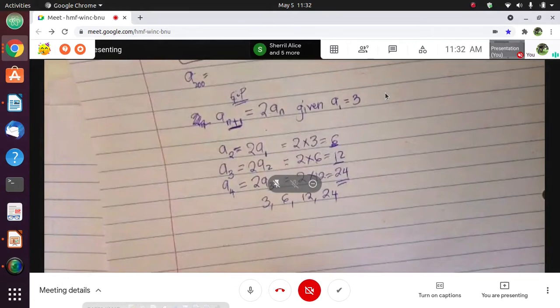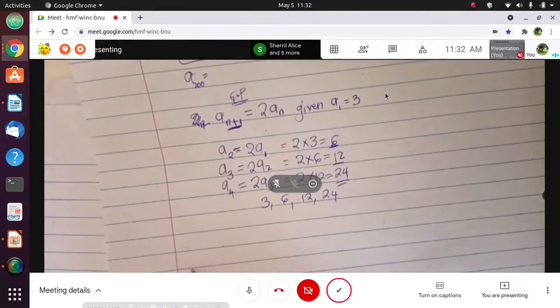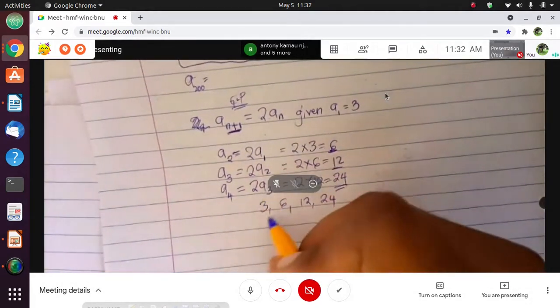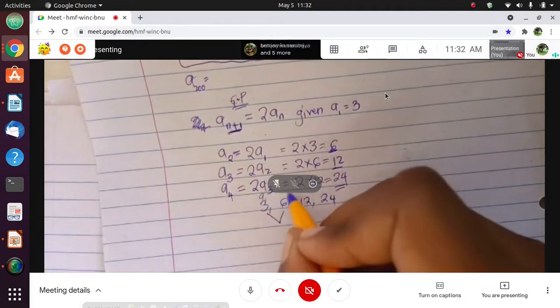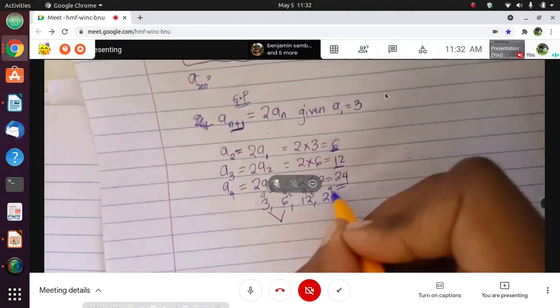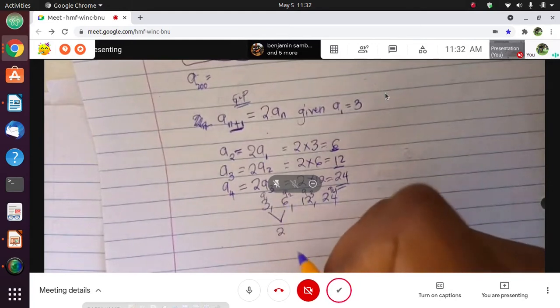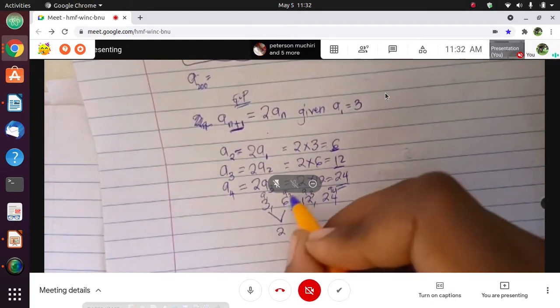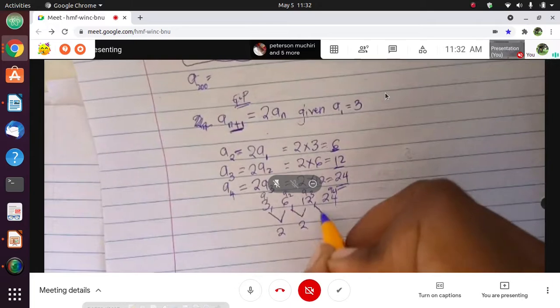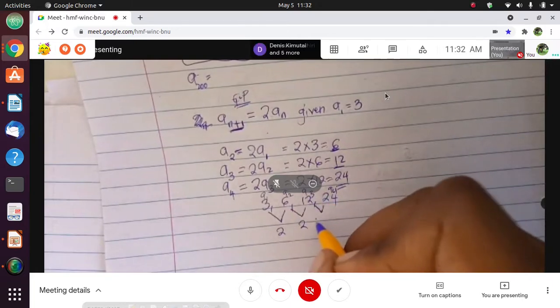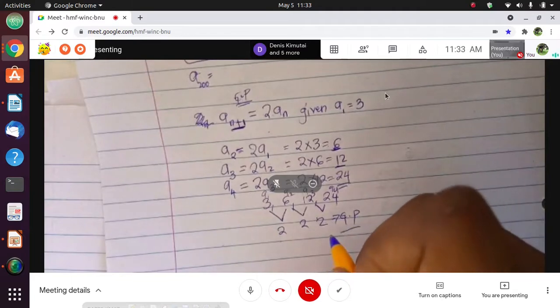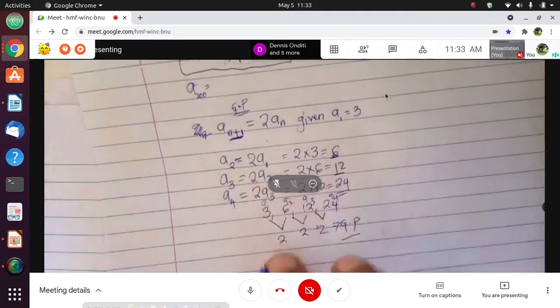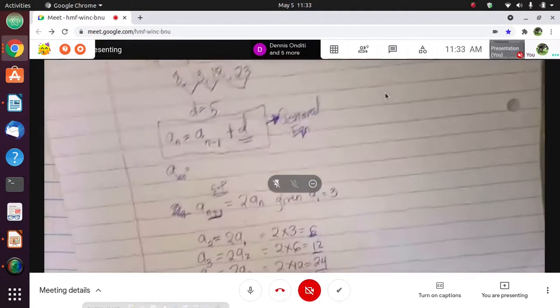We have been able to find the first 4 terms of our sequence, and this is a geometric sequence because if I take these successive terms, this is a1, a2, a3, and a4. If I take a2 divided by a1, it gives me 2. If I take a3 divided by a2, it gives me 2. If I take a4 and a3, it gives me 2. So this is a geometric sequence, or geometric progression.